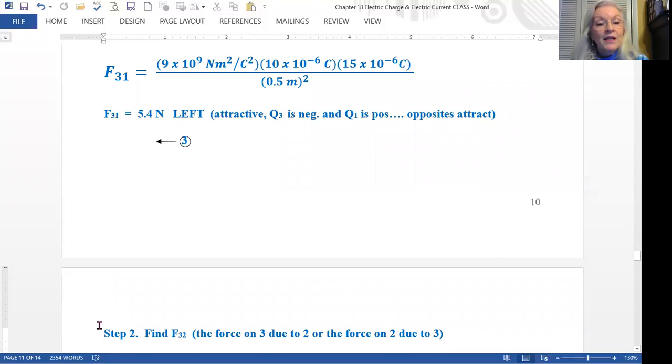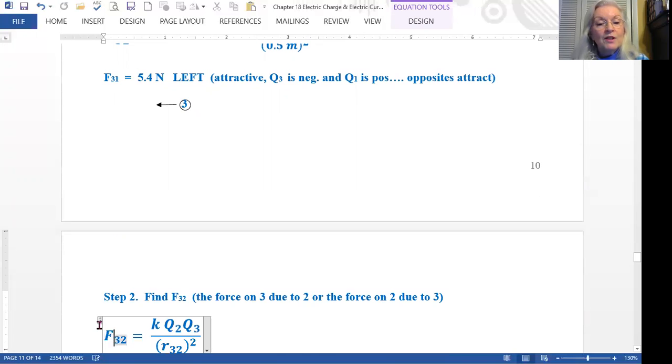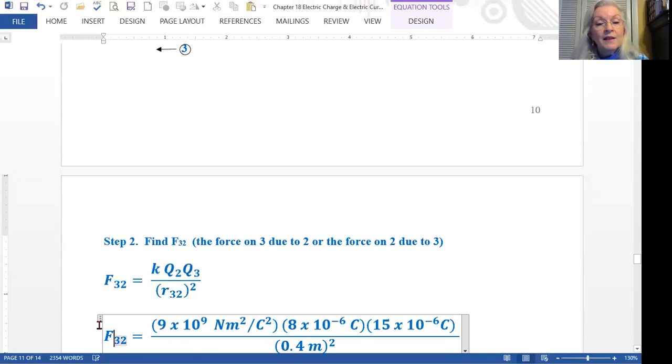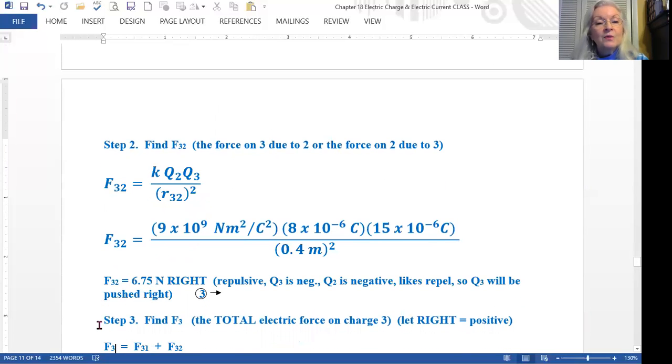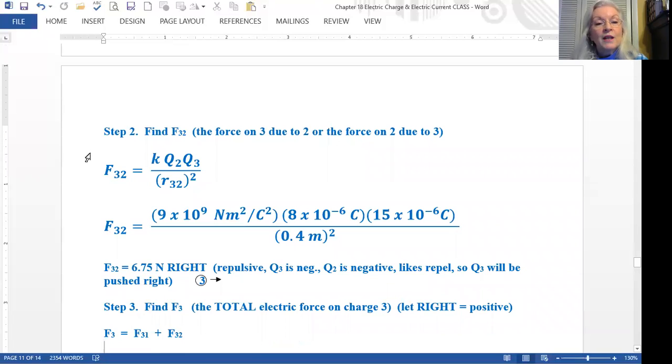All right, now we need to do the same thing, but what happens to charge 3 because charge 2 is in the picture? So we write down our formula. F32 is equal to K Q2 Q3 divided by R32 squared. Plug in our numbers, 9 times 10 to the 9th newton meters squared per coulomb squared, 8 times 10 to the minus 6 coulombs, 15 times 10 to the minus 6 coulombs, divided by 0.4 meters squared. And again, if you don't get the same answer I get, ask for help.